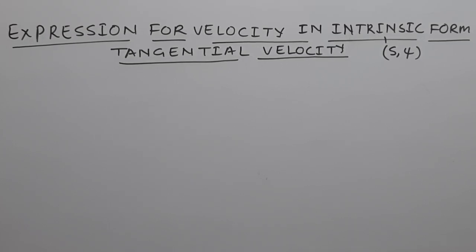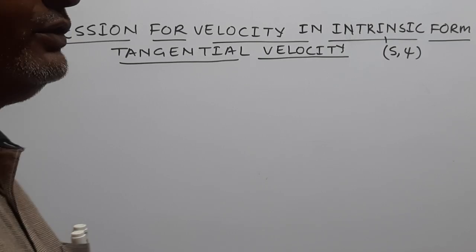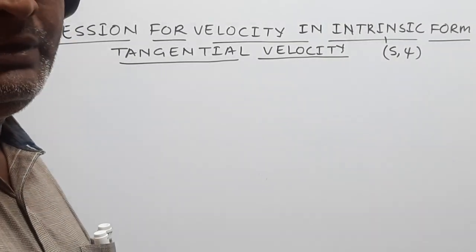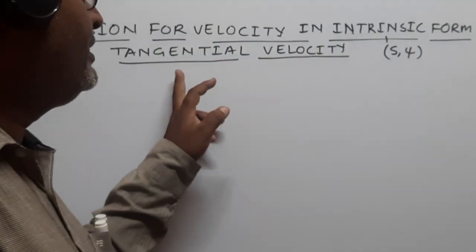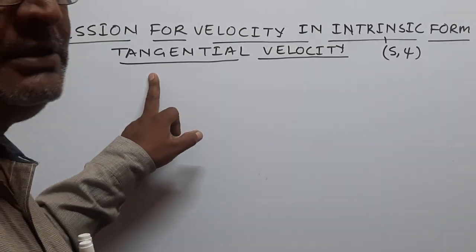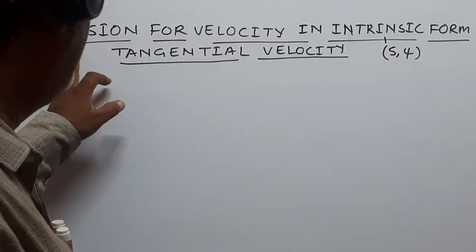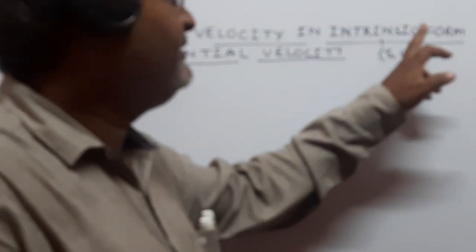Hello friends, now we prove what is the tangential velocity. We know that the velocity component along the tangent is called tangential velocity. Here we find out the expression for velocity in intrinsic form.